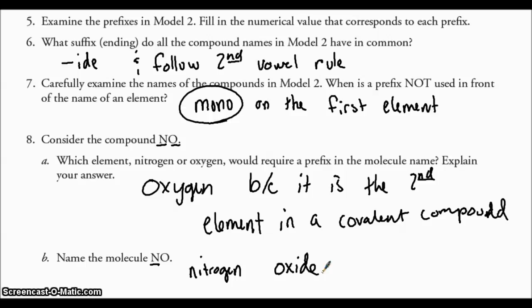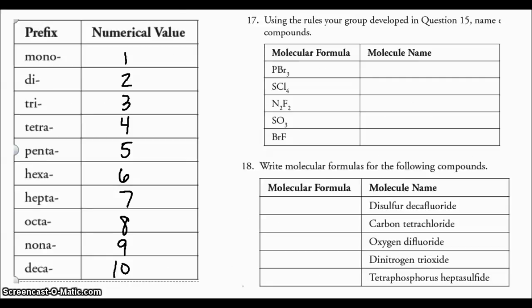And since it's covalent, it should have a prefix, and the prefix just tells me how many of that particular atom I have. Well, how many oxygens do I have? There's no number, so we have to assume it to be 1. And the prefix for 1 is mono. You don't need to put the second O there. So it's nitrogen monoxide.